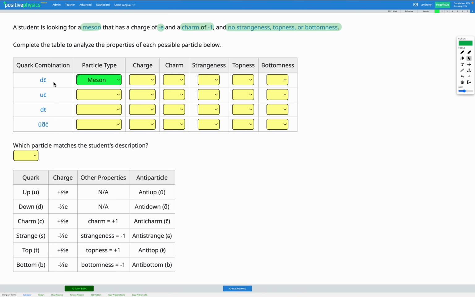Next, we're asked about the charge. So looking at our table, a down has a charge of negative 1/3 E. And then it's got anti-charm. Charm has a charge of positive 2/3. Anti-charm is going to have a charge of negative 2/3 E. So we've got a total of negative 1/3 E plus negative 2/3 E, which gets us overall negative E for our charge.